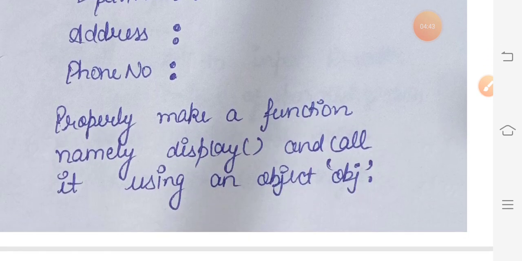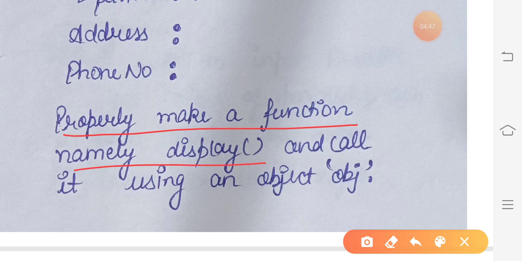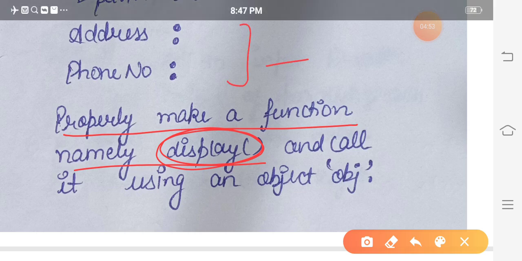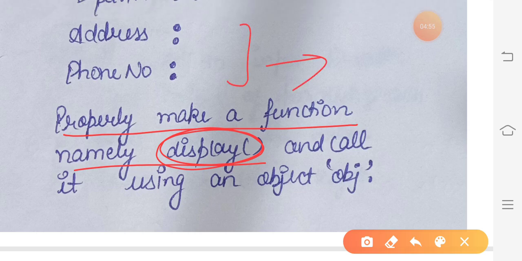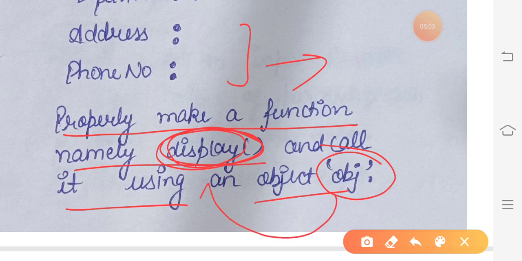Next, here one instruction is given, what? Properly make a function, namely display. In this program you have to make a function display in which you will display the details, all the details of a person, and after that you will call that function display using object obj, means inside that same program you will make object obj and call this function. Now this also we have discussed in your chapter 2, right, that how to call it.